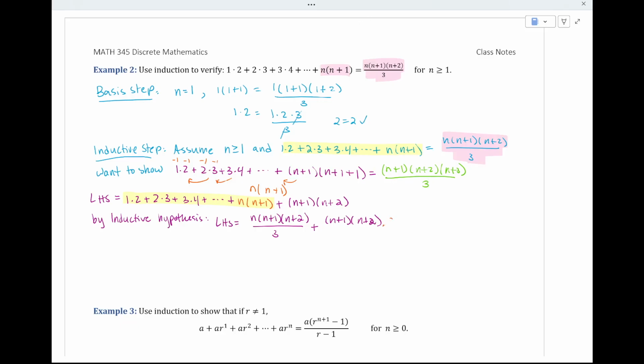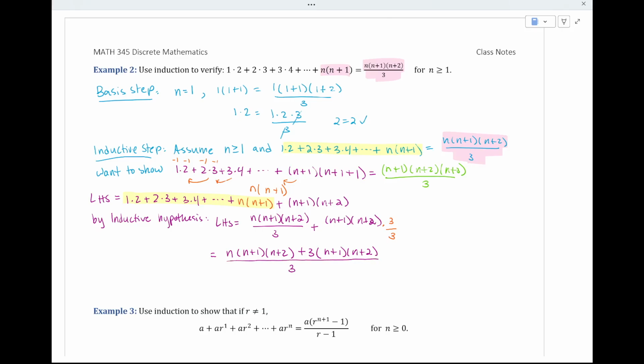So I'm going to multiply this by 3 over 3. That way I can add these fractions together. In order to add fractions, you have to have a common denominator. So I'm going to work on that. Let's see. I'll come down here. So n times n plus 1 times n plus 2 plus 3 times n plus 1 times n plus 2, all over my common denominator of 3.